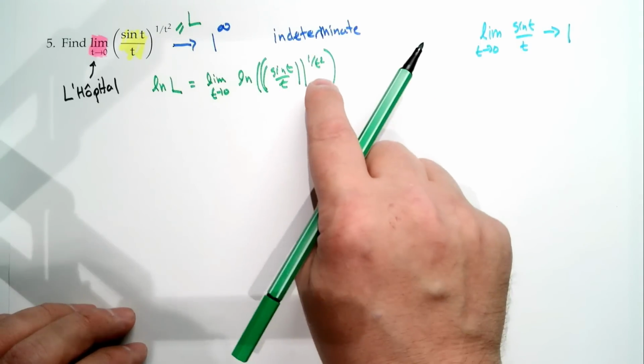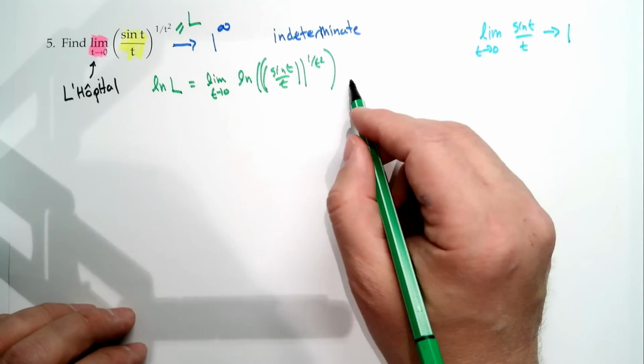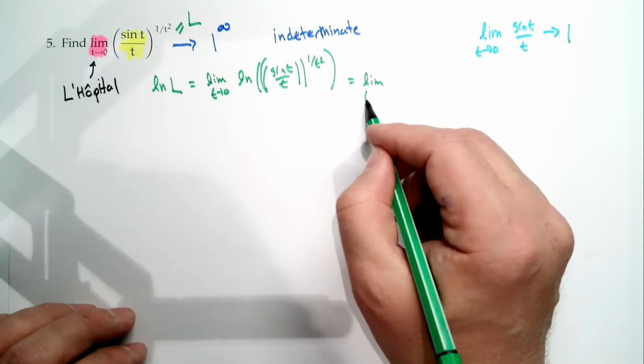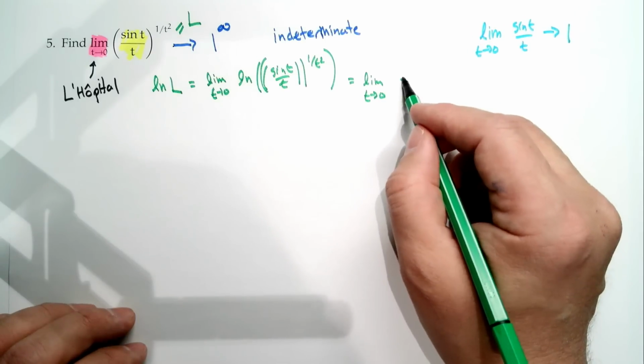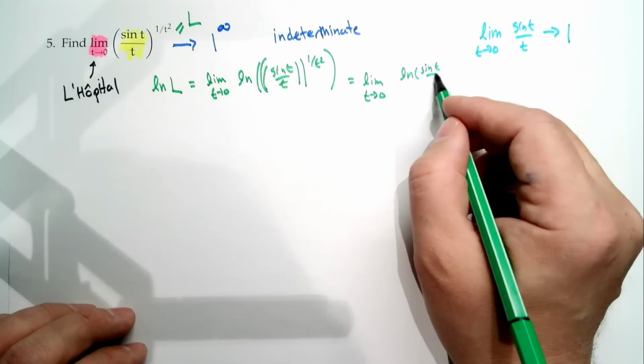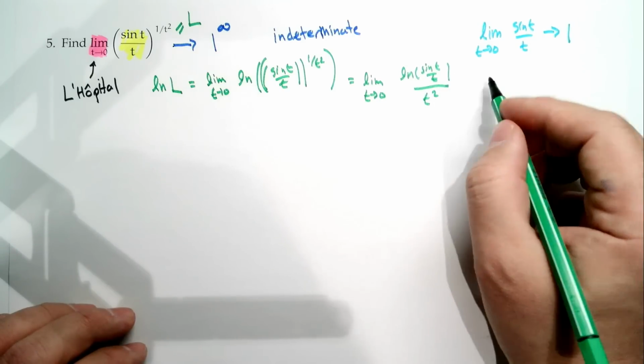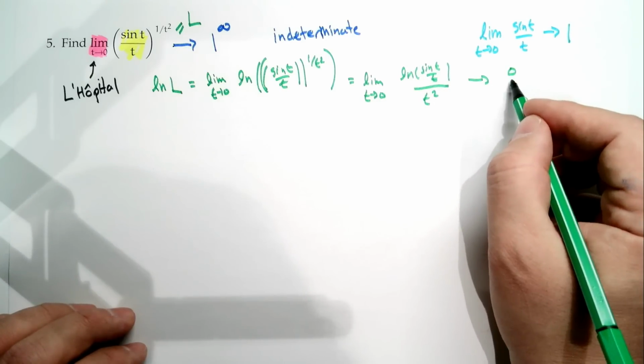All right. So when I use the properties of logs, I can rewrite this. This is the limit as t goes to 0 of natural log of sine t over t, all over t squared, which is going to 0 over 0.